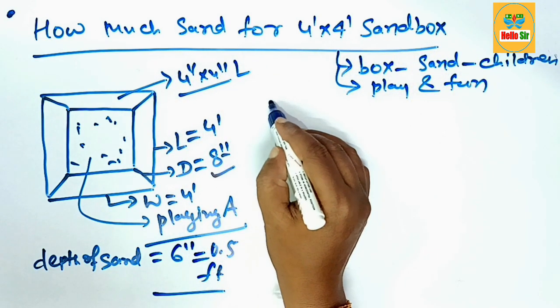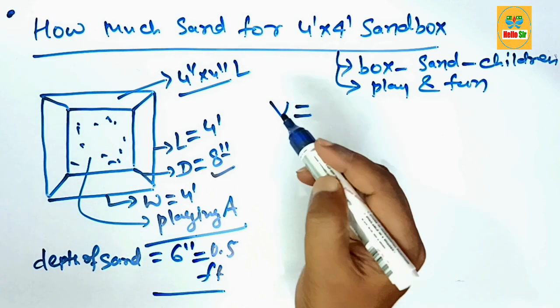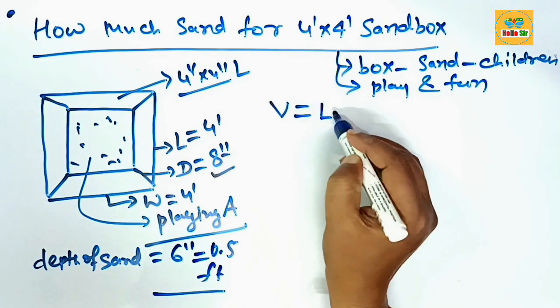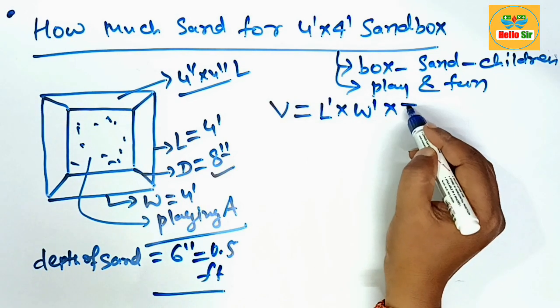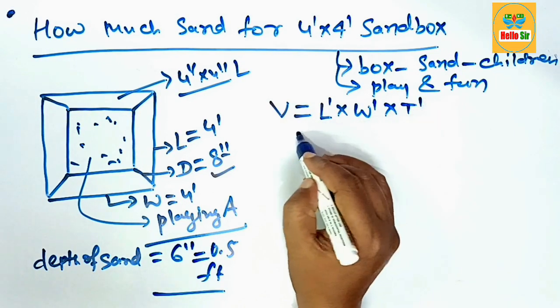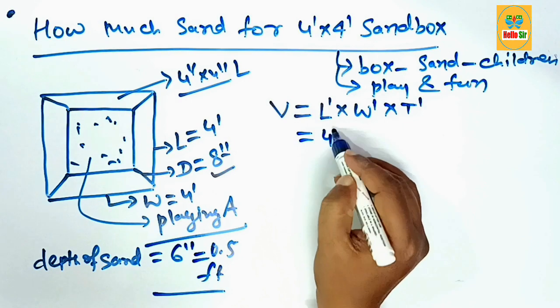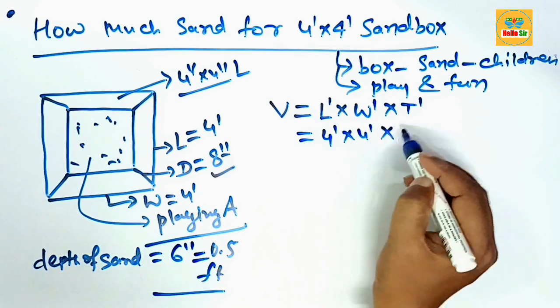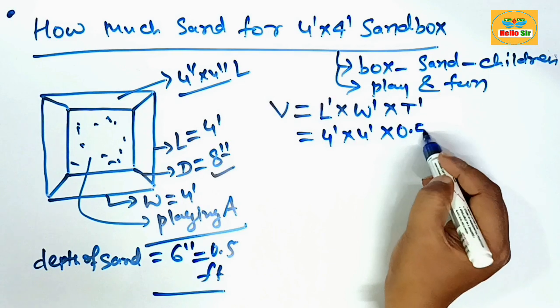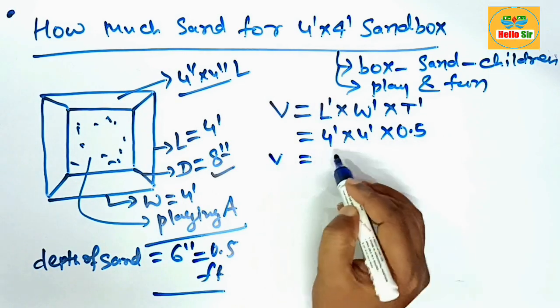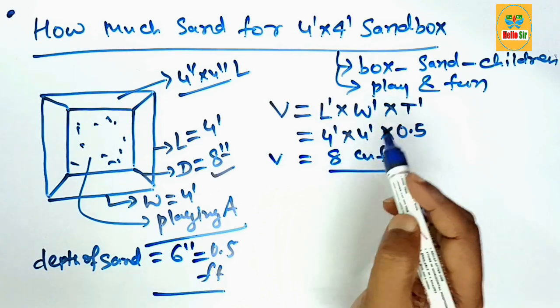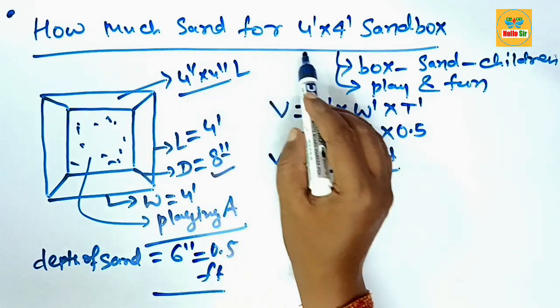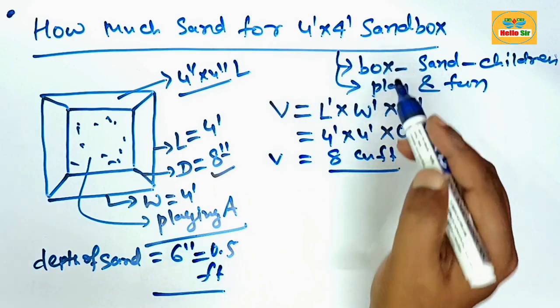First we calculate the volume. For the formula for volume of sand, you just multiply length in feet, width in feet, and thickness in feet. This is 4 foot multiplied by 4 foot multiplied by half cubic foot. The volume will come to about 8 cubic foot. It means you need 8 cubic foot of sand for a 4 by 4 sandbox.